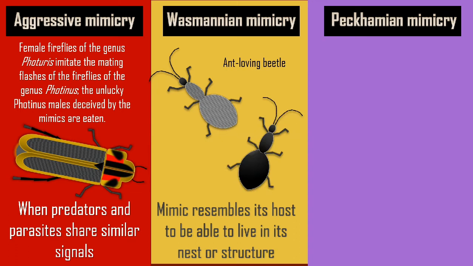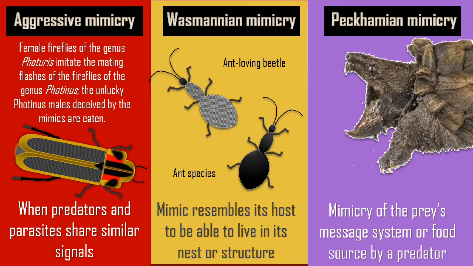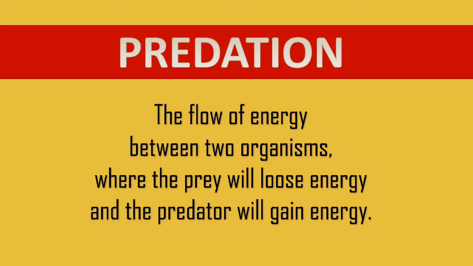There are many different kinds of ant-loving beetles that use Wasmannian mimicry in order to live in the ants' nests. In Peckhamian mimicry, it's also a very aggressive form of mimicry, where the predator mimics the food source or the mating call of the prey. For instance, the snapping turtle has a tongue that looks like a worm, which is then used to catch more prey.